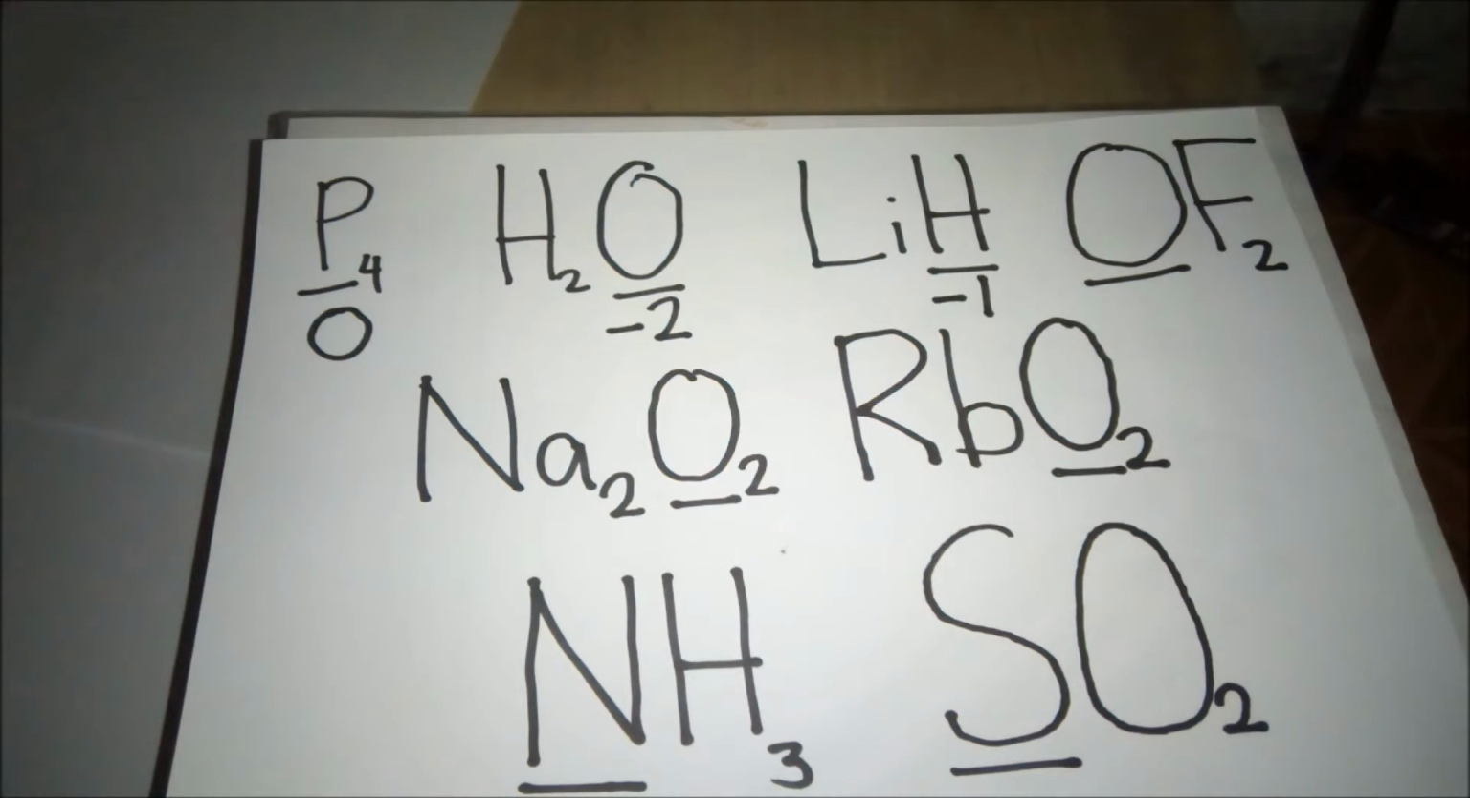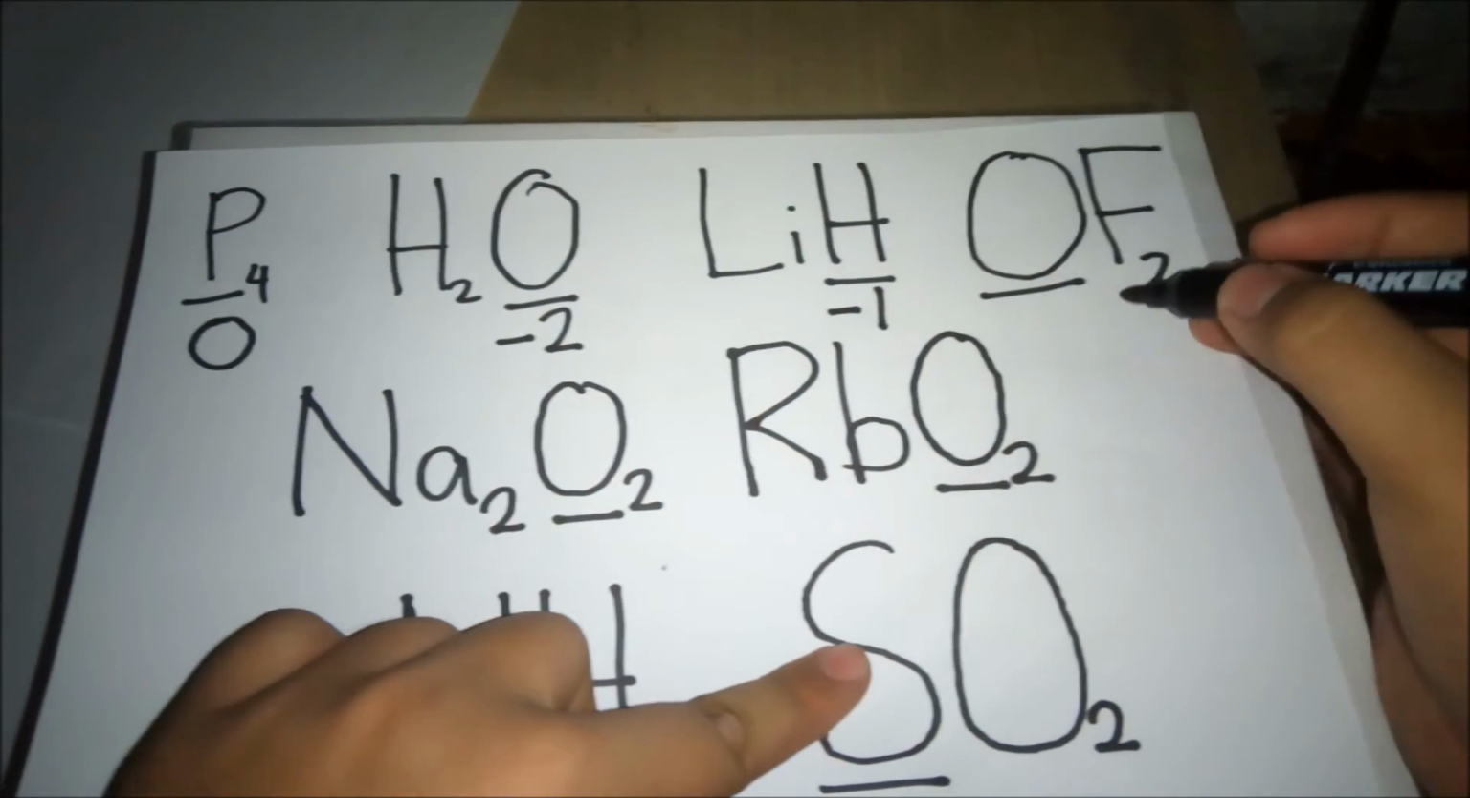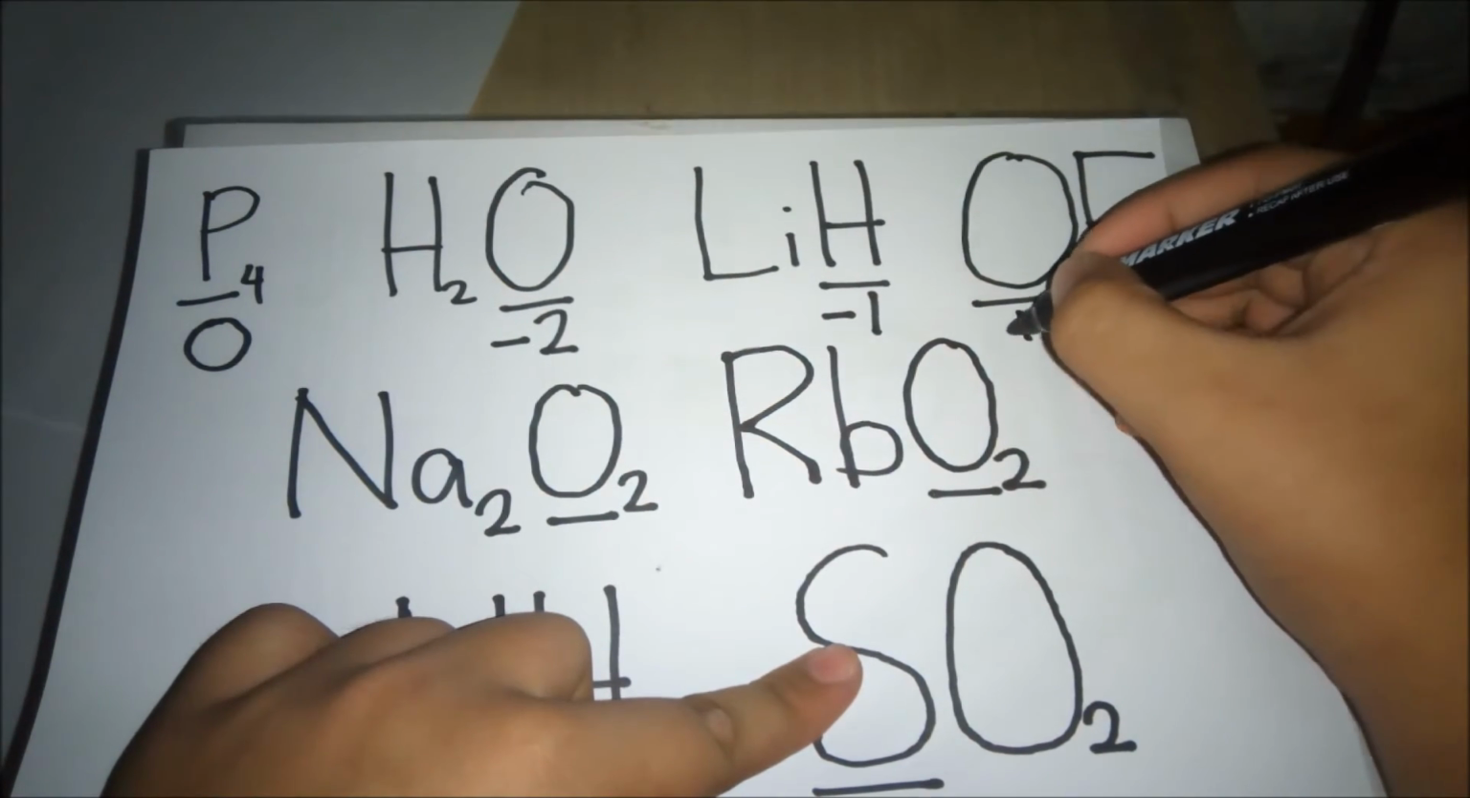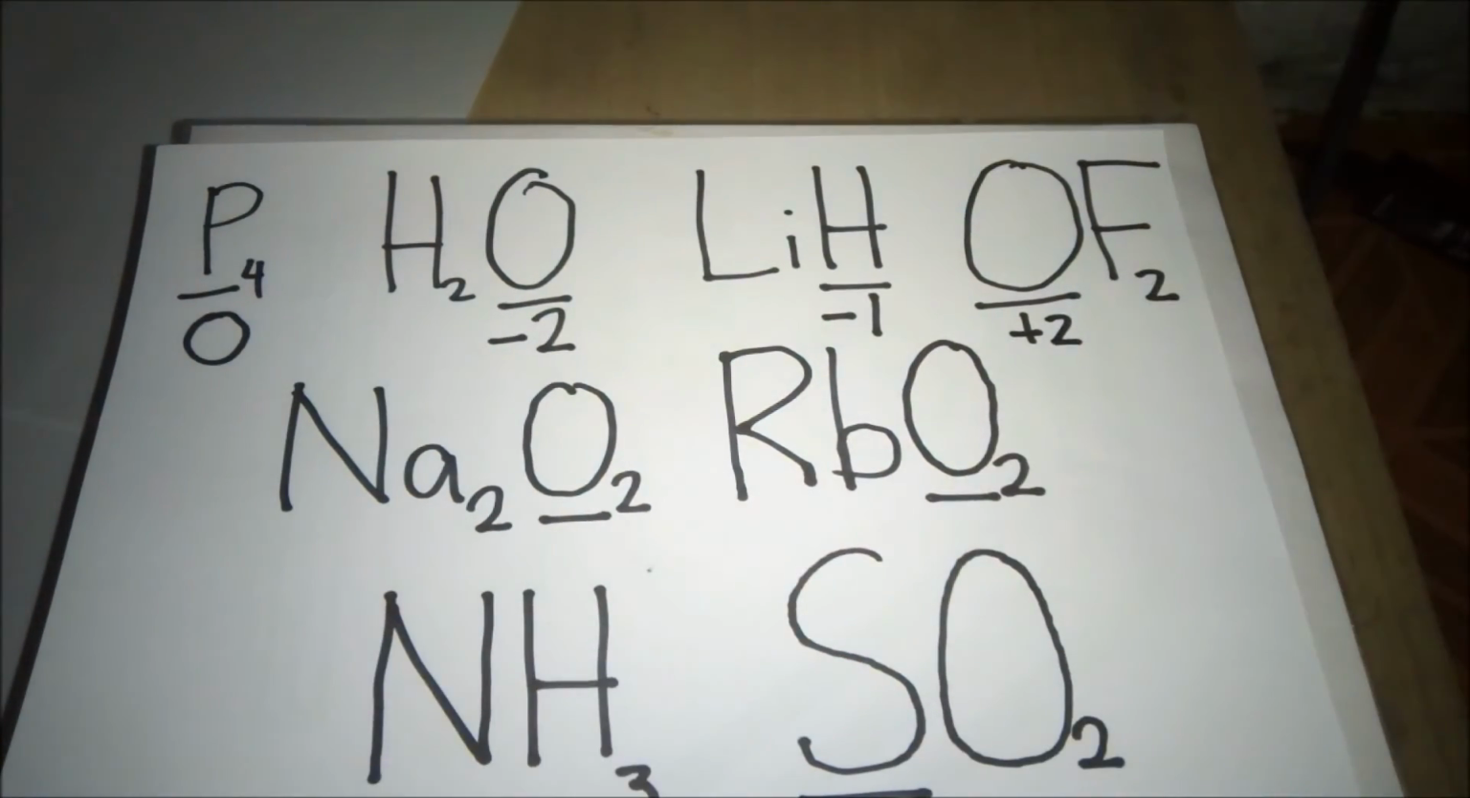Okay, moving on to the next item, we have to look for the oxidation number of oxygen in Na2O2. In this case, we have a peroxide. It has a form of X2O2 where X is Na and Na is a group 1A element. So this gives O2 the oxidation state of negative 1 based on the specific rule number 2 that we discussed.